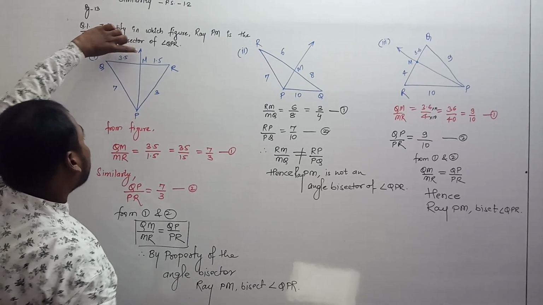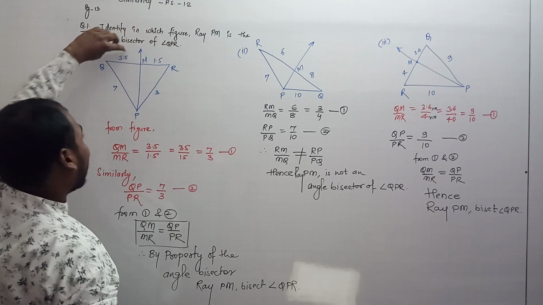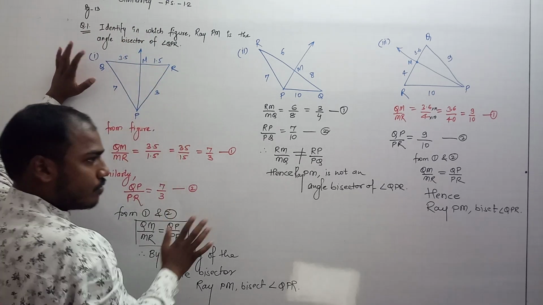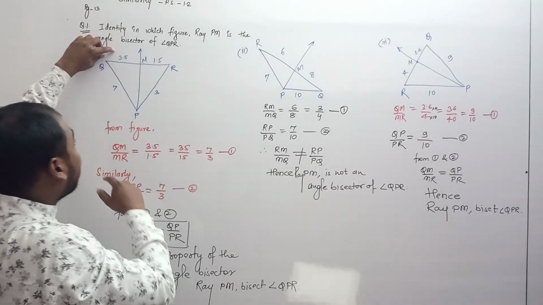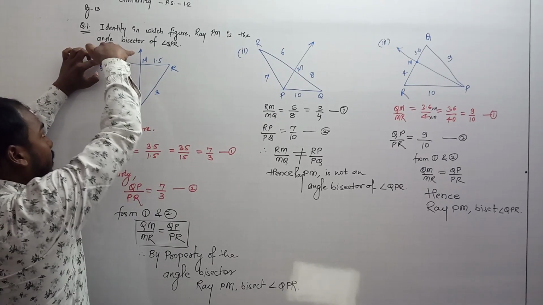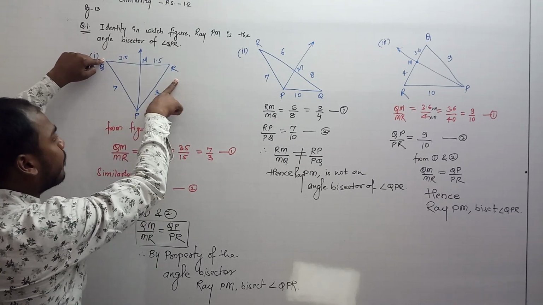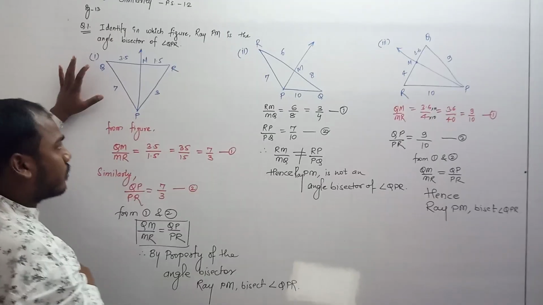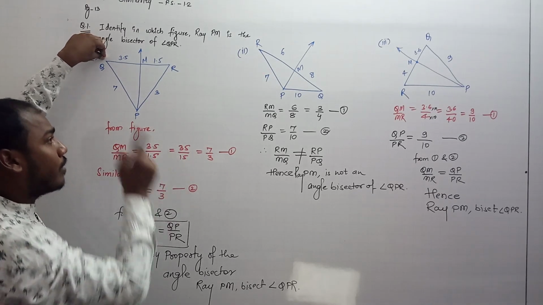That side is divided by PM in some ratio, and that ratio is always equal to the ratio of the remaining two sides. We have to keep in mind when writing the angle bisector theorem that we start from the vertex. If I take Q as a vertex and write QM divided by MR, then the second ratio must be QP divided by PR. If I take RP divided by QP, that is wrong. We must start both ratios from the same point.